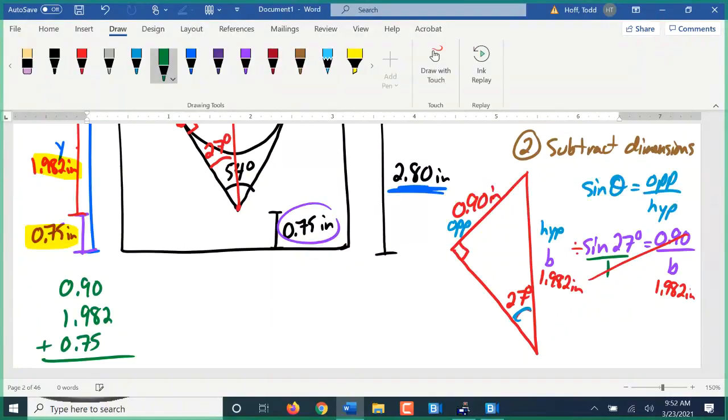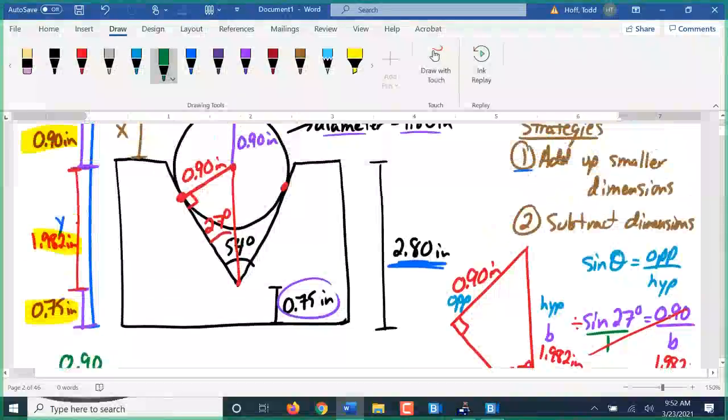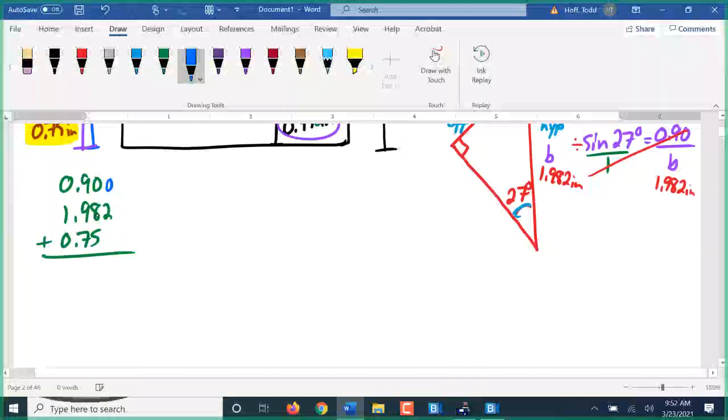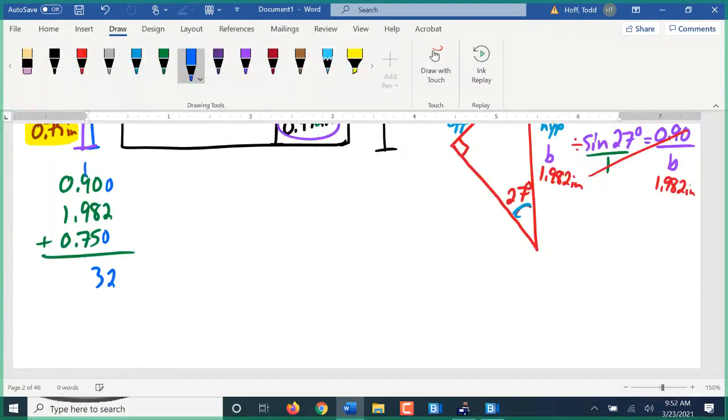Now we are assuming that the 0.9 and the 0.75 are exact numbers so that I can get away with putting a 0 on the end of them and it doesn't affect it. Otherwise, I would have had to round my 1.982 to just 1.98. I wouldn't have been able to put the 2 on there. But we're going to assume those are exact numbers. So if we add this up, we've got 2, 13, 6, carry the 2, 3.632 inches is that overall height.